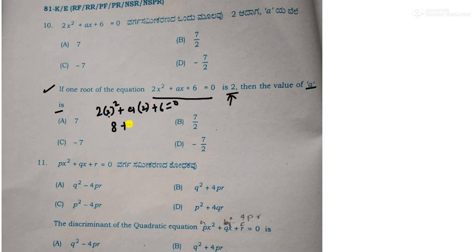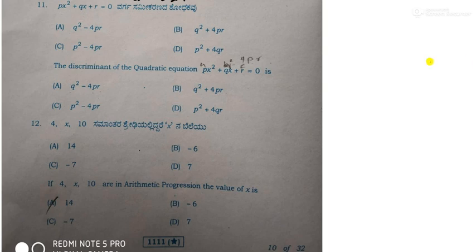Question number 10 is, if one of the roots of the equation is 2, then the value of A is what? The value of A, they have asked. So what you have to do is just substitute the value of x as 2. So this becomes 2 square plus A into 2 plus 6 equals 0. So 4 plus 2a plus 6 equals 0. So 2a is equal to, if I bring both across, minus 14. So a is minus 14 by 2, which is equal to minus 7. So option number C is correct. Okay, minus 7.